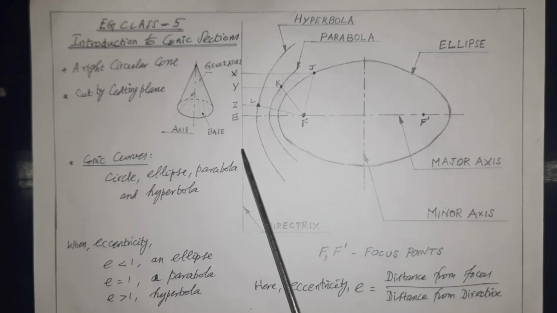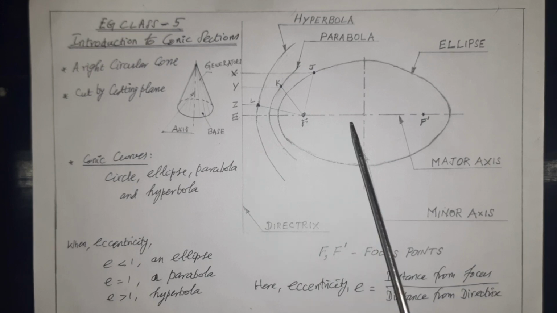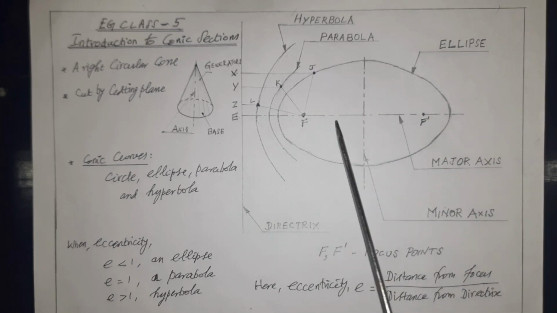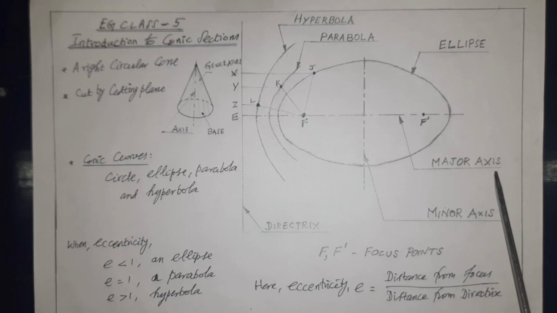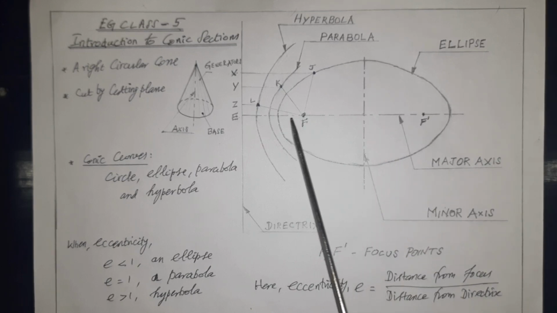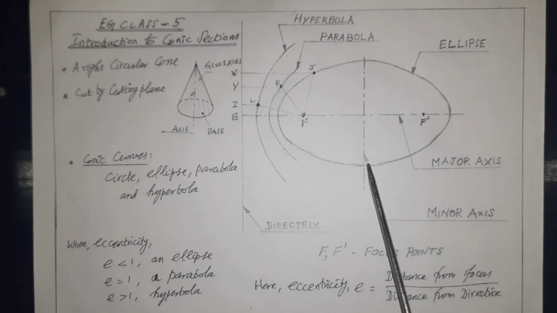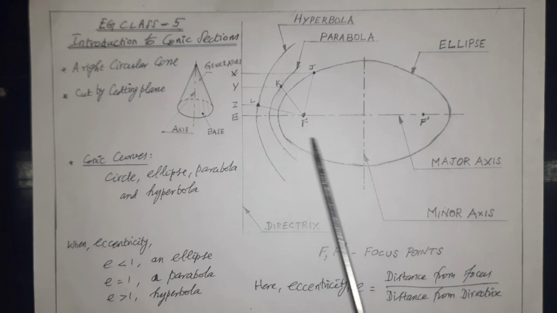So, directrix we have seen. Next, the center, that is the horizontal line. This line as shown is called the major axis. Next, you see the line which is perpendicular to the horizontal line. This line is called the minor axis. This is also parallel to the directrix. Now, see the curves.